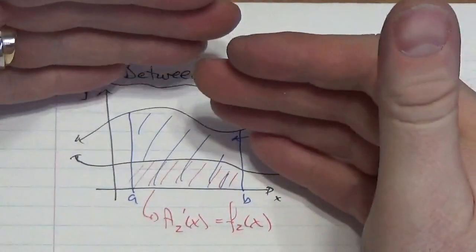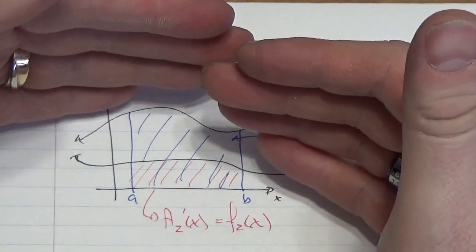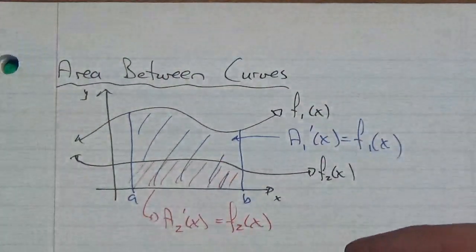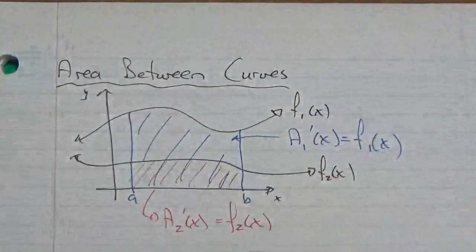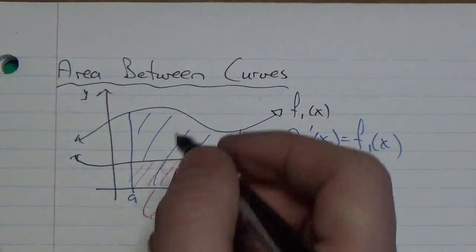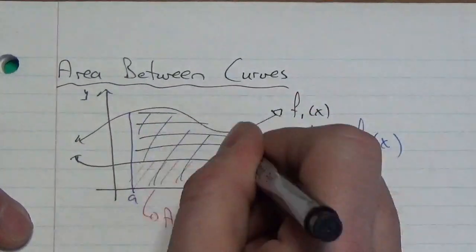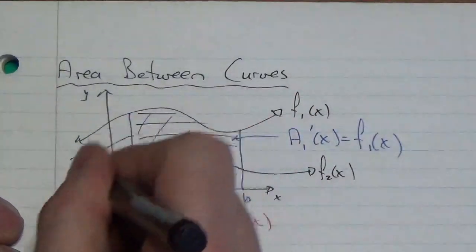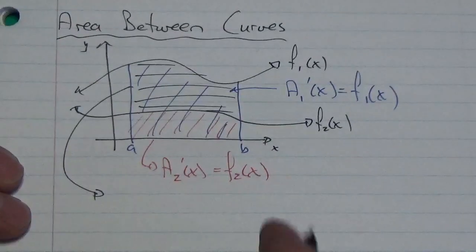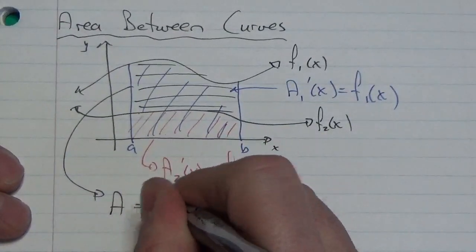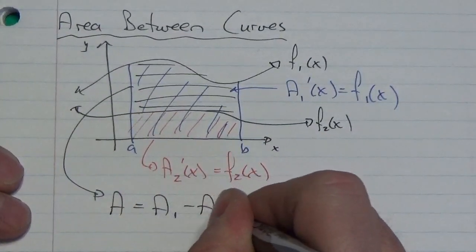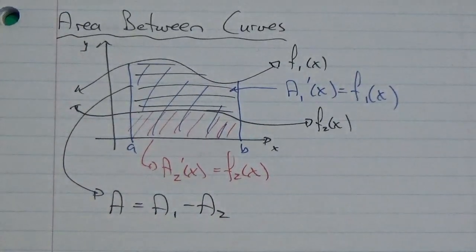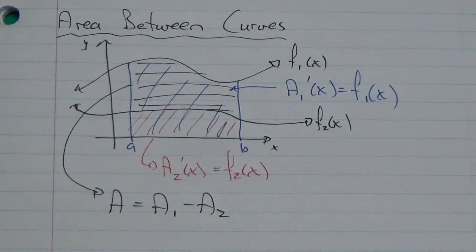So the area underneath our f1 is going to be right down to our x-axis. The area underneath f2 is going to be right down to the x-axis. So if I wanted to know the area in between, well, that area down in between there is simply going to be equal to a1 minus a2. And in fact, that's how we're going to approach this problem of finding the area between two curves. So let's jump in and take a look at a couple of examples.